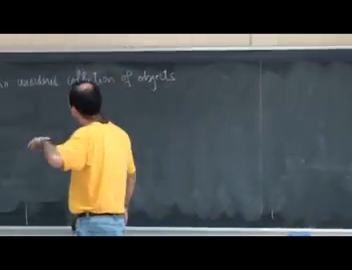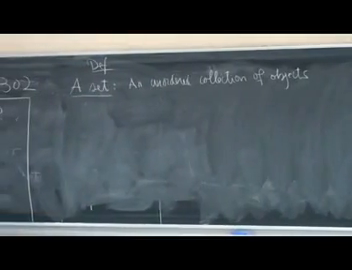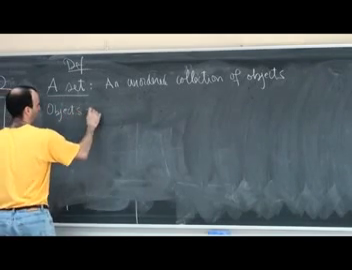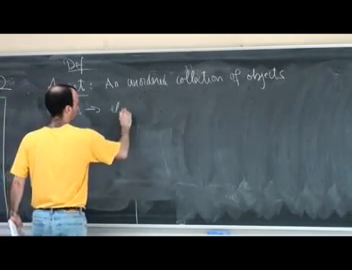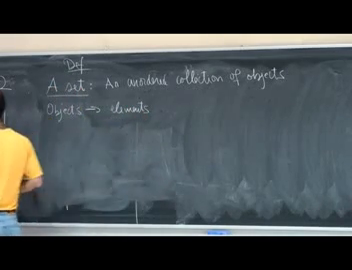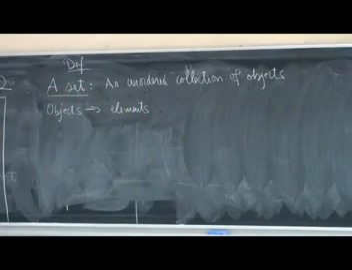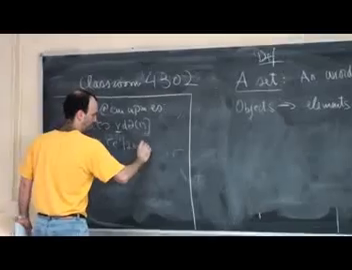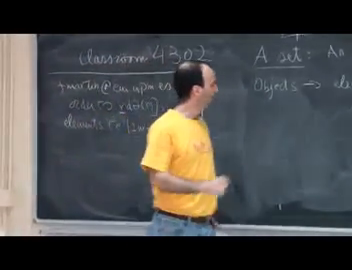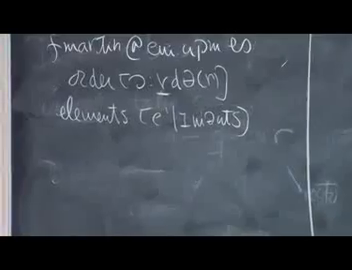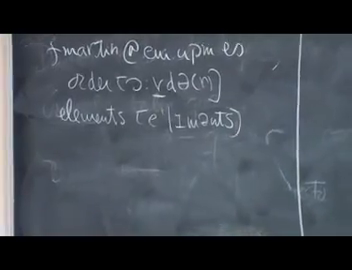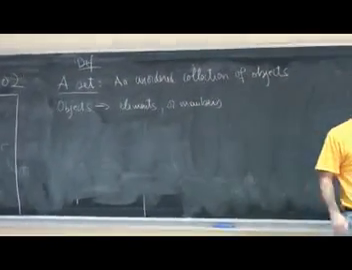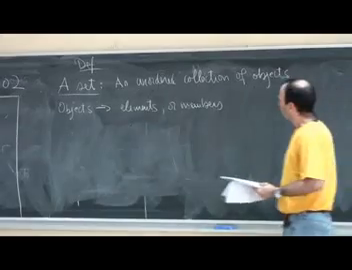So these objects are called elements, or members. Our book uses both. Okay.